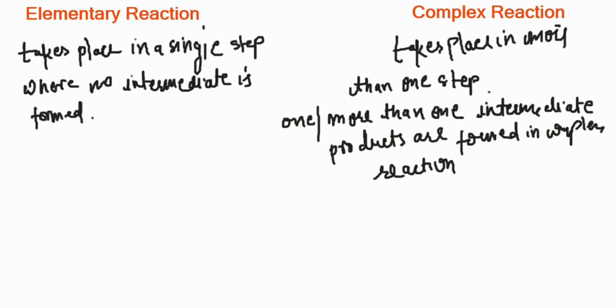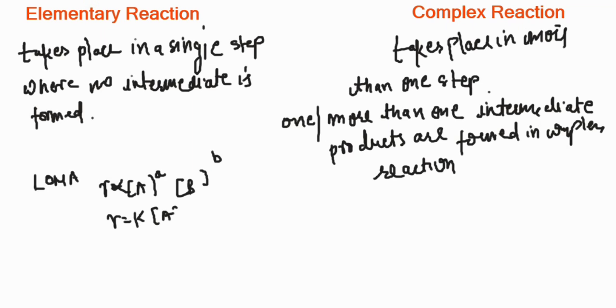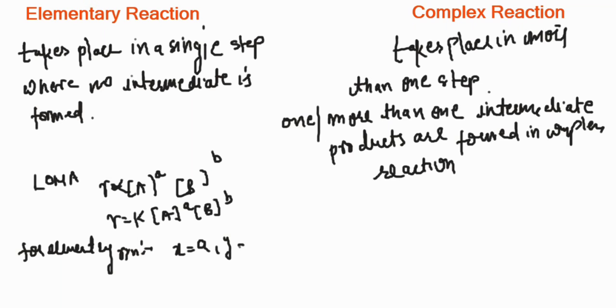Okay, so according to the law of mass action, you know what is the law of mass action? R is proportional to [A] raised to the power a and [B] raised to the power b, and R becomes equal to K [A] raised to the power a and [B] raised to the power b. So for an elementary reaction, x equals a and y equals b.